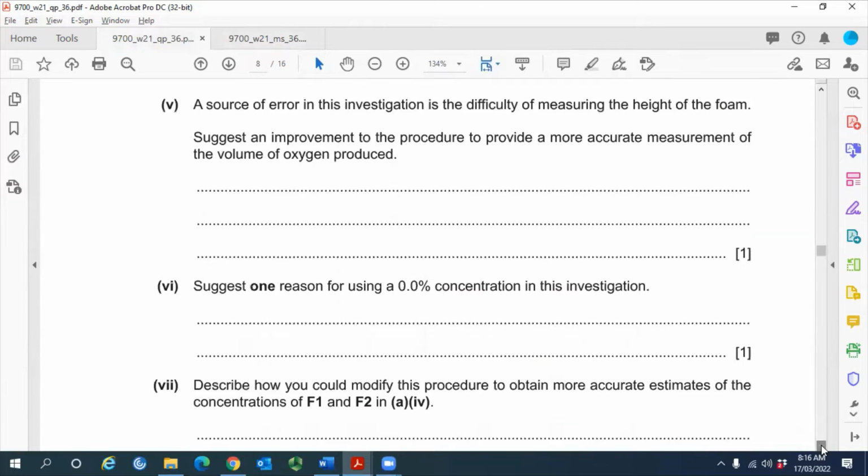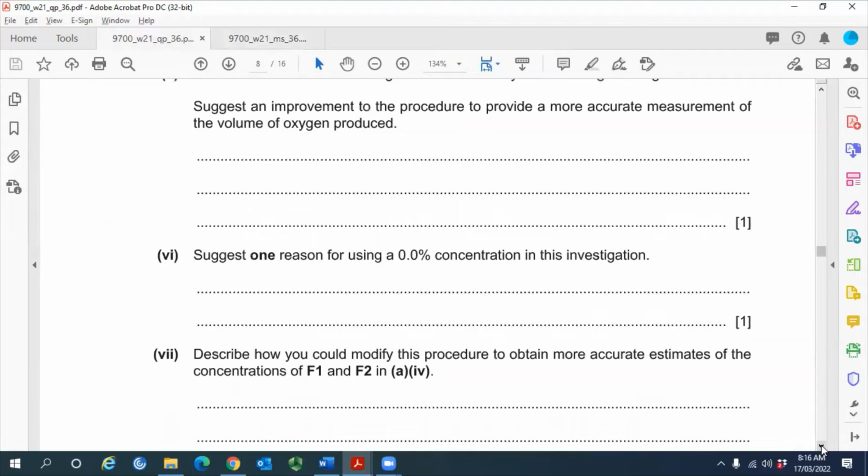Part 6, suggest one reason for using a 0% concentration in this investigation. So it's like an enzyme catalyzed reaction. Every time you use 0%, it means there's no enzyme, right? No enzyme means it's a control experiment. You need to understand the meaning of it. Do you know what a control experiment is? You're conducting the same experiment, but you are changing a certain factor in your experiment.